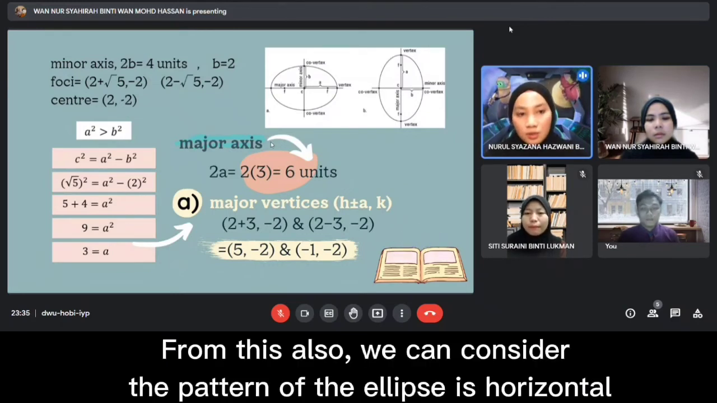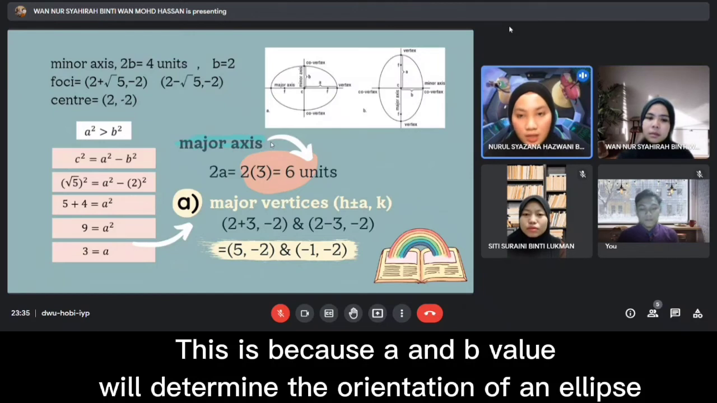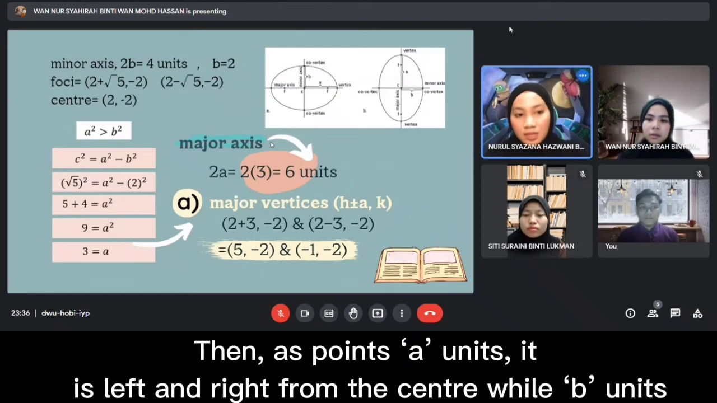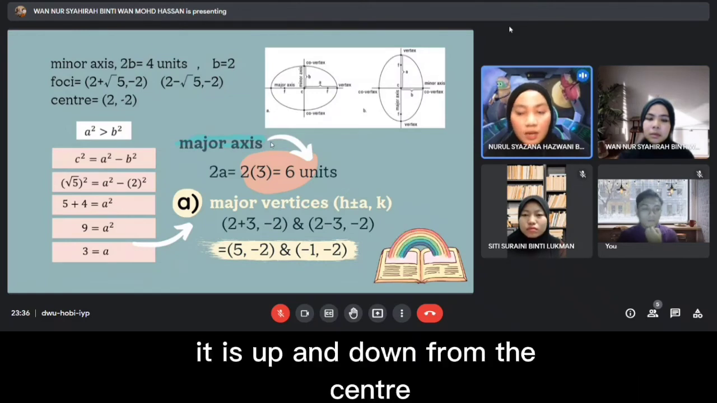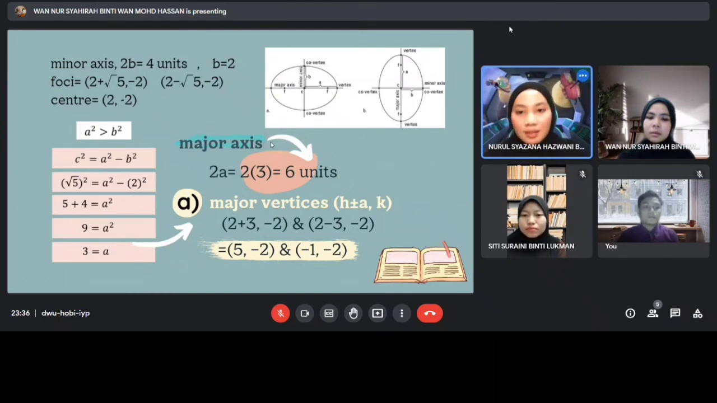From this also, we can consider the pattern of the ellipse is horizontal. This is because the a and b values determine the orientation of an ellipse. Since a units go left and right from the center, while b units go up and down from the center, we know that the ellipse is horizontal. Okay, next.